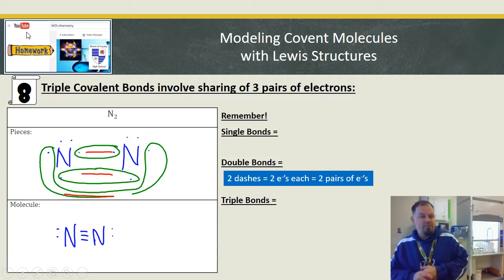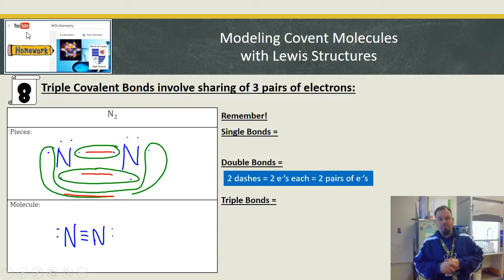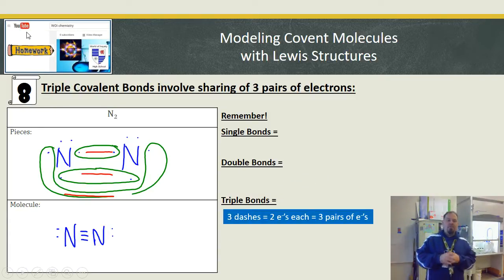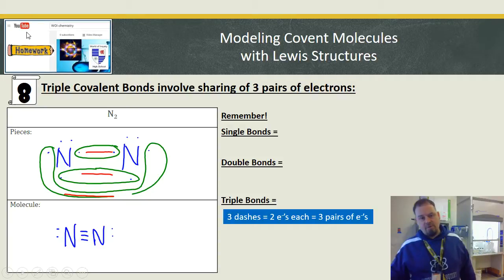2 dashes have 2 electrons each in them, so there's 2 pairs of electrons or 4 total electrons, okay? And those questions creep up. And 3 dashes, 2 in each, of course, so there's 3 pairs or 6 total electrons being shared between these 2 nitrogens.